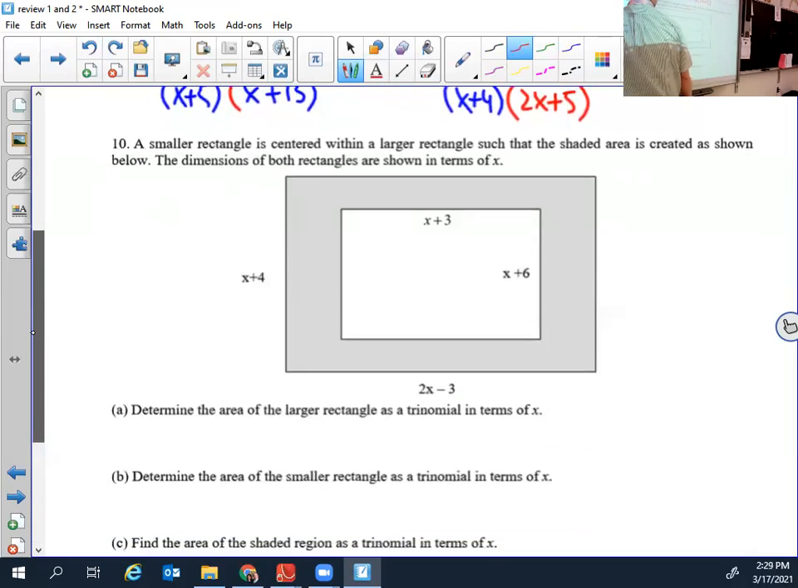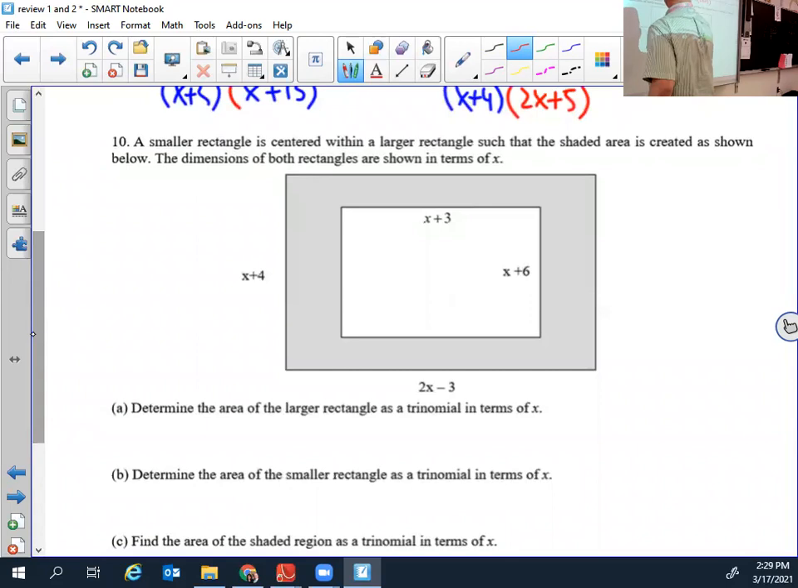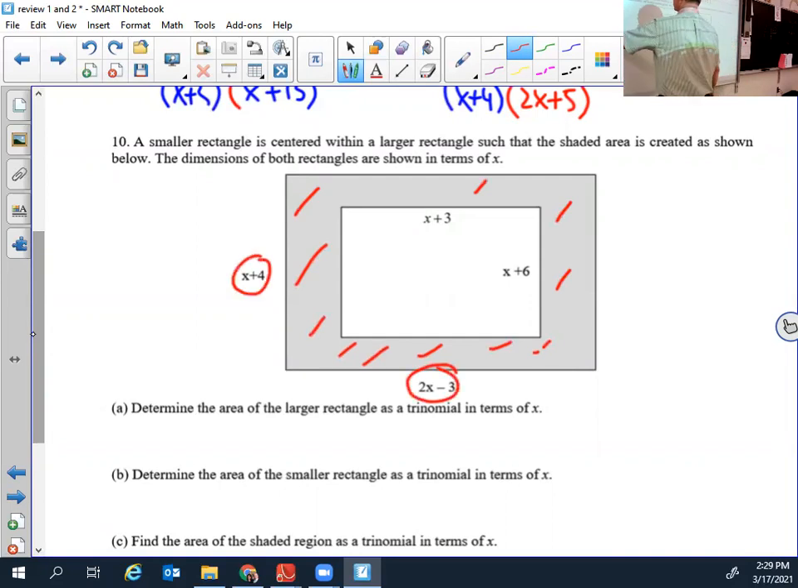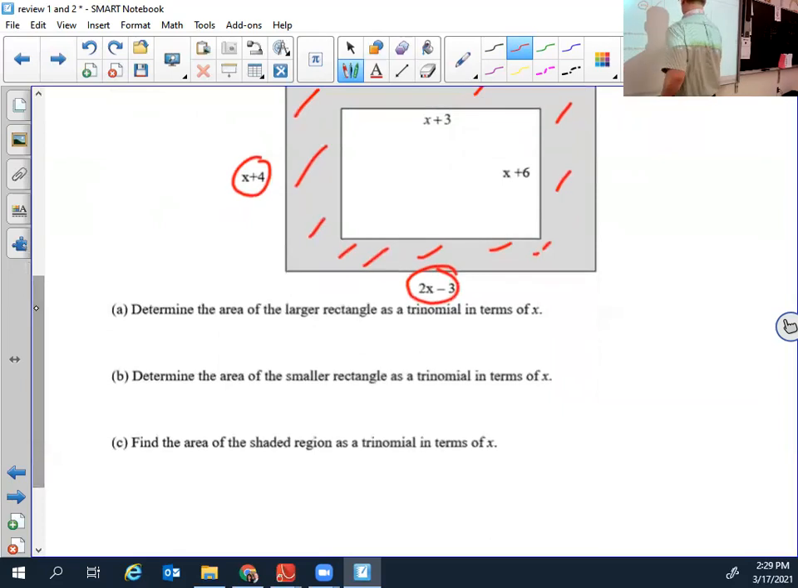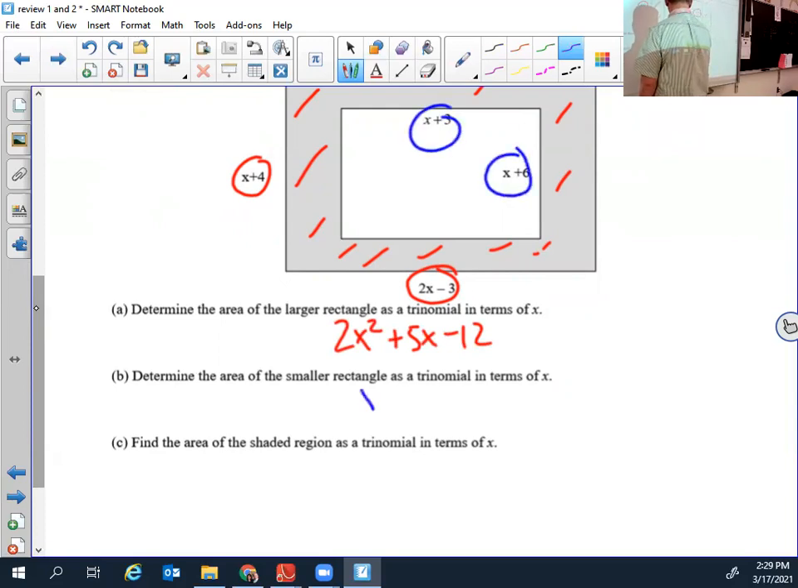Last one's weird, okay? Eventually you're going to find the shaded area. So first we're going to multiply the 2x plus 3 and the x plus 4. And if you do that right, you get 2x squared plus 5x minus 12. And then you're going to multiply the x plus 6 and the x plus 3, and that's going to give you x squared plus 9x plus 18.